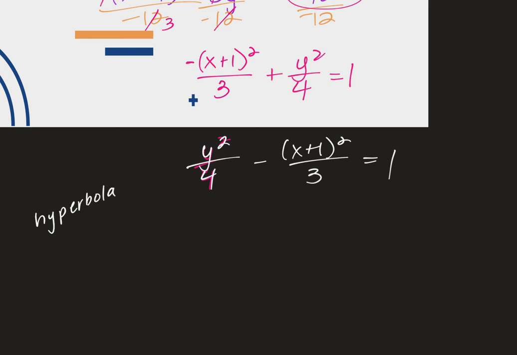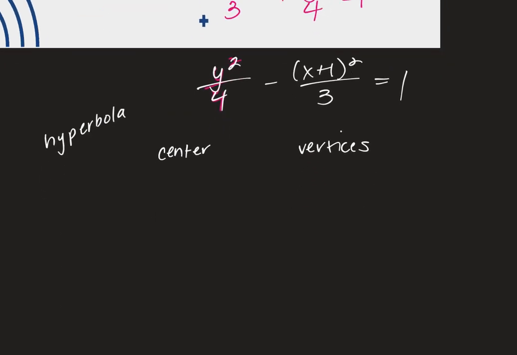I'm going to need my center. I'm going to need the vertices. It's actually not going to ask for the co-vertices, but I'm going to need them to make the box. I need the foci, and I need the asymptotes. Is it vertical or horizontal? Vertical, because the y is the positive one.